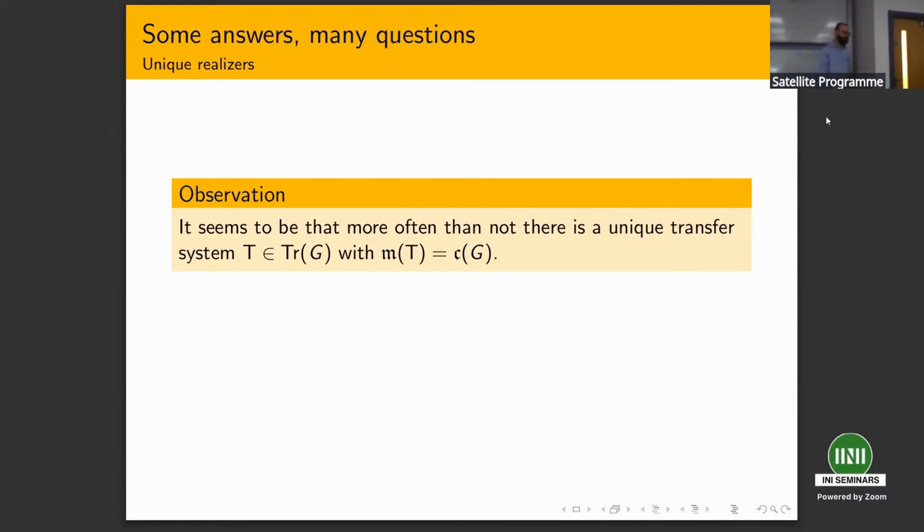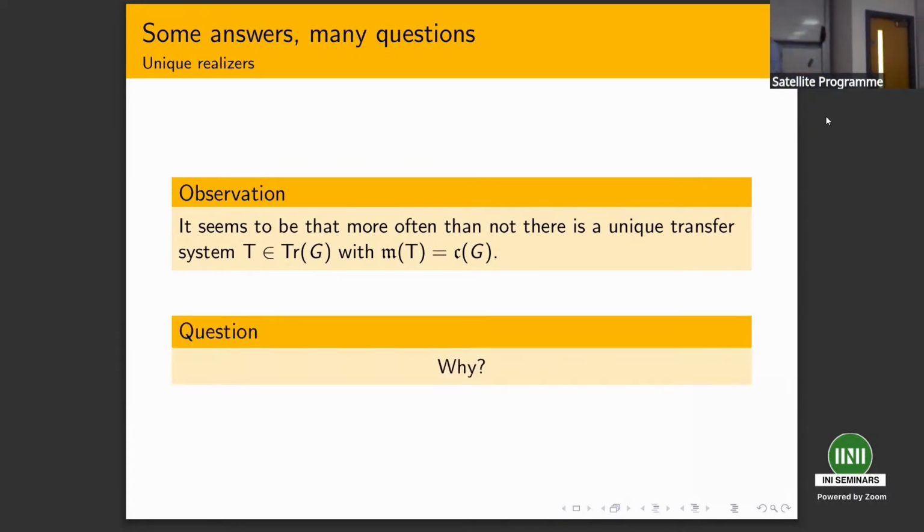So for these square free cyclic groups, whenever you're odd, there's a unique realizer. Whenever you're above 8, you have a unique realizer. It works for S5, but not S4. For S4, there's 27 transfer systems that realize the complexity. For S5, we saw there's 850 million transfer systems. One of them needs 19 edges. 1 in 800 million. Why?